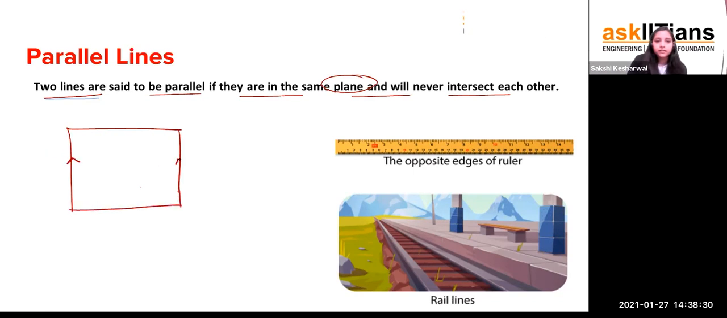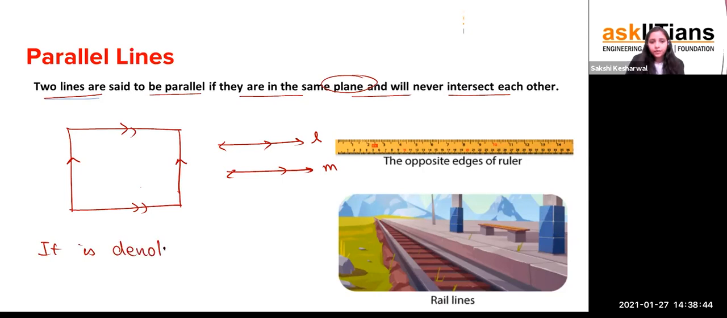This line and this line are parallel. I make an arrow. This is line L and this is line N. It is denoted like this: L is parallel to N. This is a small symbol. This symbol means parallel, right? L is parallel to N.